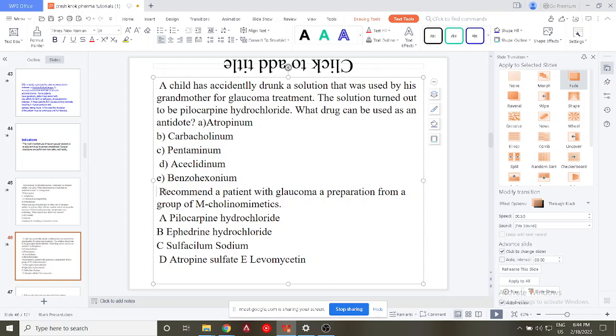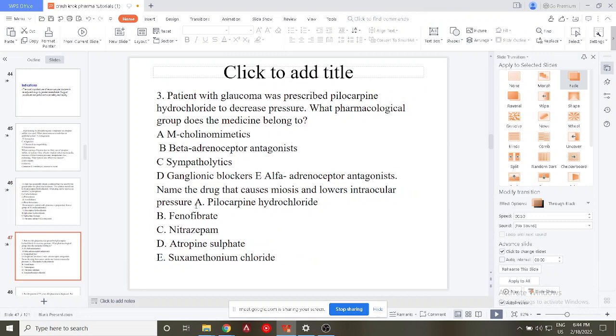Recommend to a patient with glaucoma a preparation from the group of cholinomimetics. Pilocarpine hydrochloride. Yes, that's correct. Can we give atropine to a patient that has glaucoma? No, because it increases intraocular pressure. Yes, that's correct. Good job. Okay, next question.